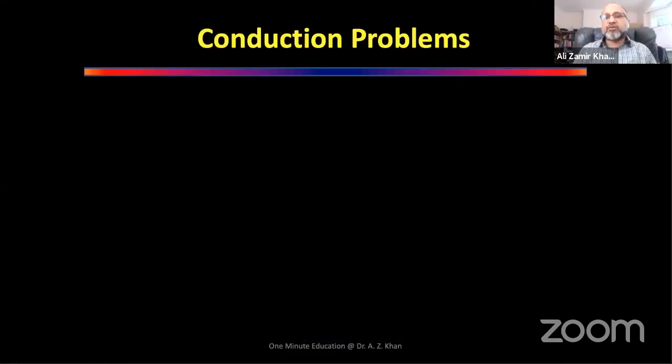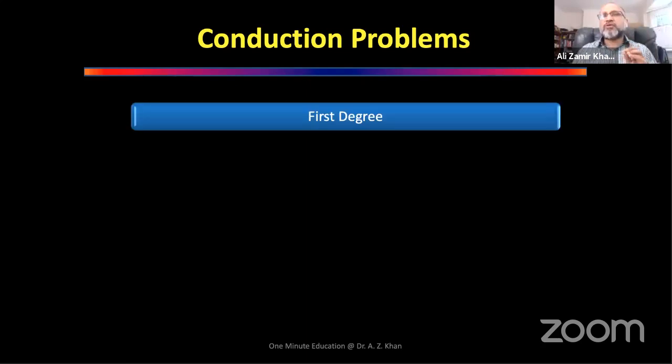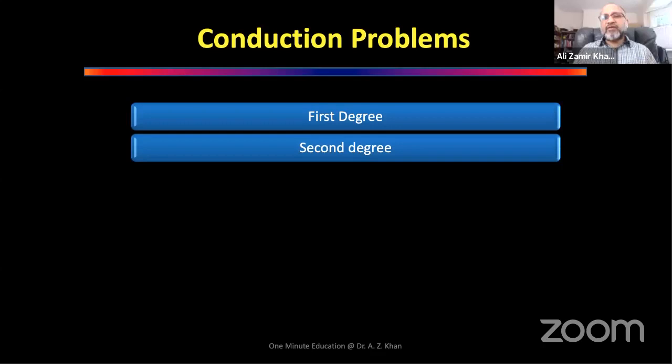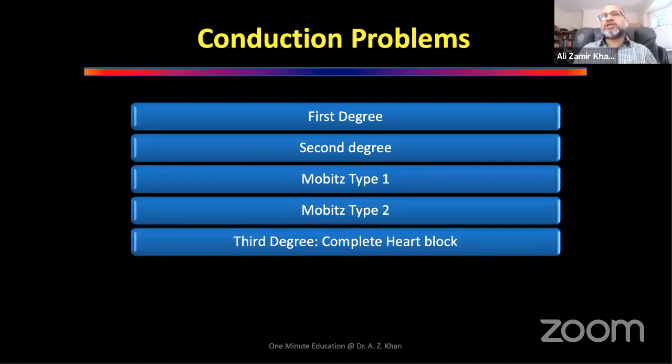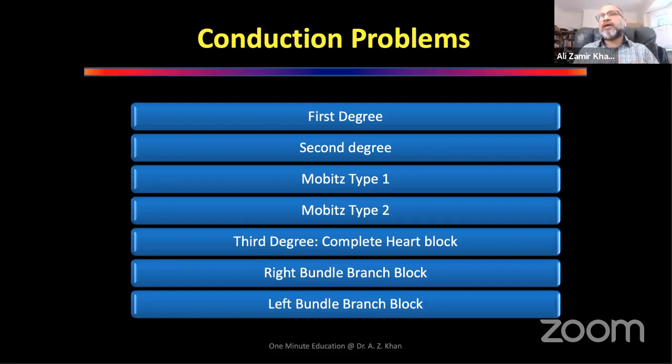Now let's look at conduction defects. Conduction defects are very easy to understand. There are only four or five problems that you have to know in an ECG which come up in the exam. The first one is a first degree heart block. The second one is a second degree heart block, which has two types, Mobitz type 1 and Mobitz type 2. The third one is a complete heart block. In addition, we've also spoken about right bundle branch block and left bundle branch block. You remember the diagram of the AV node, the bundle of His, and the right and left bundles. I will take you through each one of these and show you what is happening.